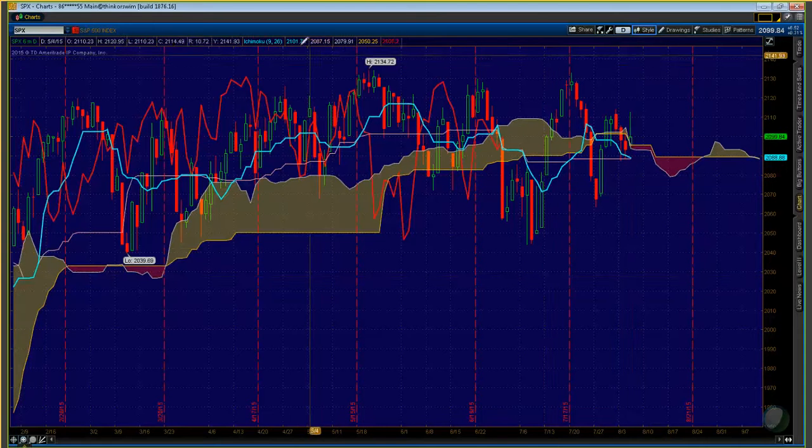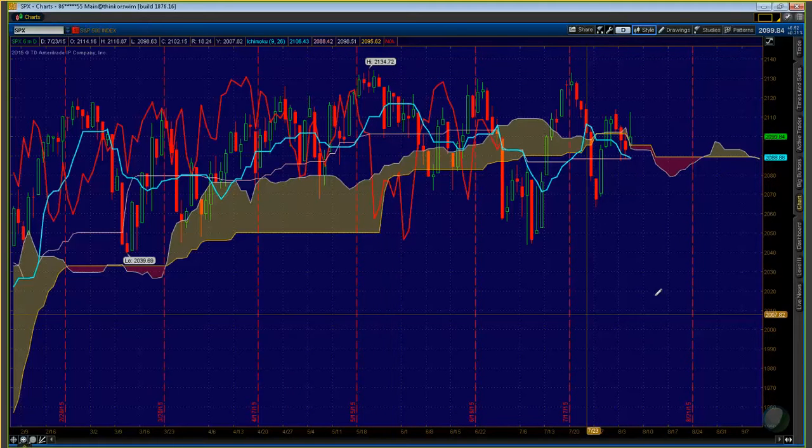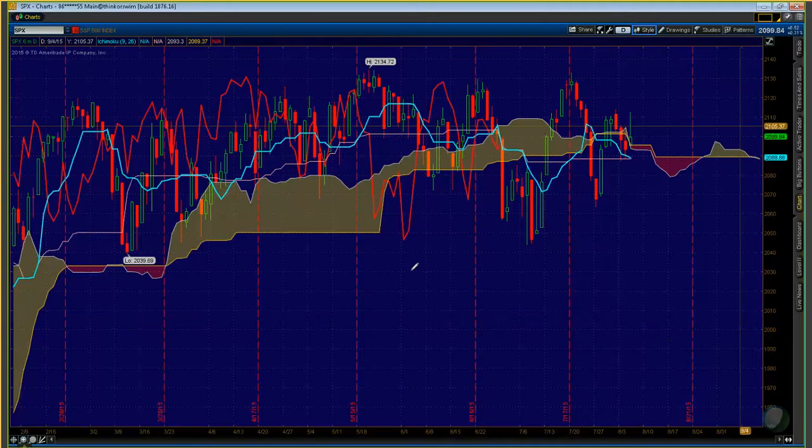Now, you can look up here and you can see exactly, you place your cursor at price, and it will tell you the exact levels of what the Tenkan-sen is, the Kaijin-sen is, span A, span B, and the Chinku span. So that will help you out there. Very simple system. You just kind of have to get used to looking at it.